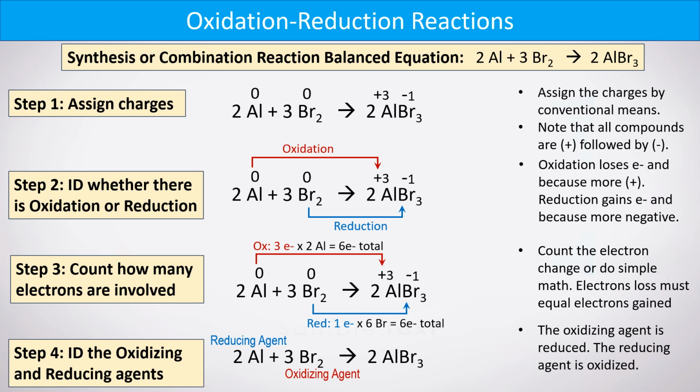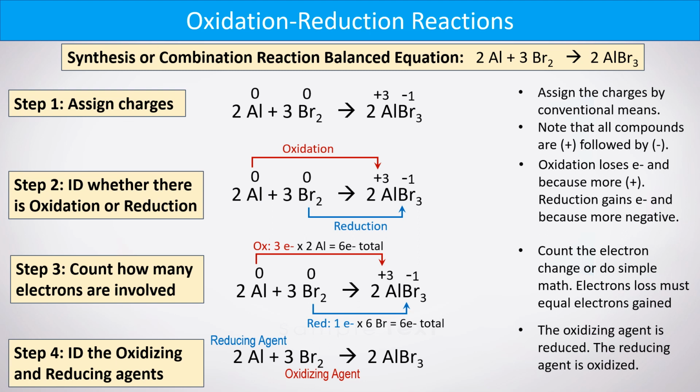Therefore, if we ID what's oxidized and what's reduced, we note that aluminum went from 0 to +3. It is therefore oxidized. It is more positive, therefore it's oxidized because it lost electrons. Bromine went from its elemental state of 0 to bromine -1. Therefore, it was reduction. Reduction occurs when the charge becomes more negative. So when the charge is more negative, we know that that is reduction.